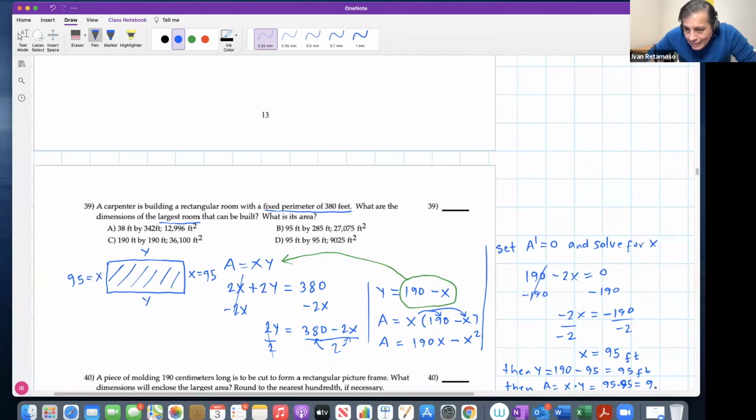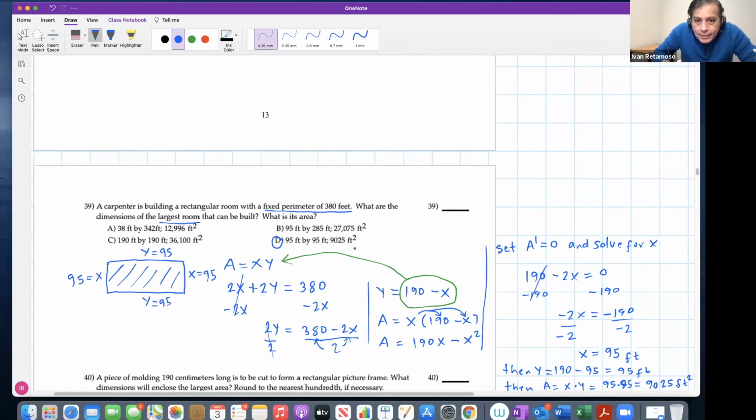9,025. And in the end, you may attach your units. We are dealing with feet, so the area should come out in square feet, right? So clearly, therefore, the answer for this is here. It's a 95 by 95 rectangle, which is actually a square. A square. And I want you to notice that, guys.